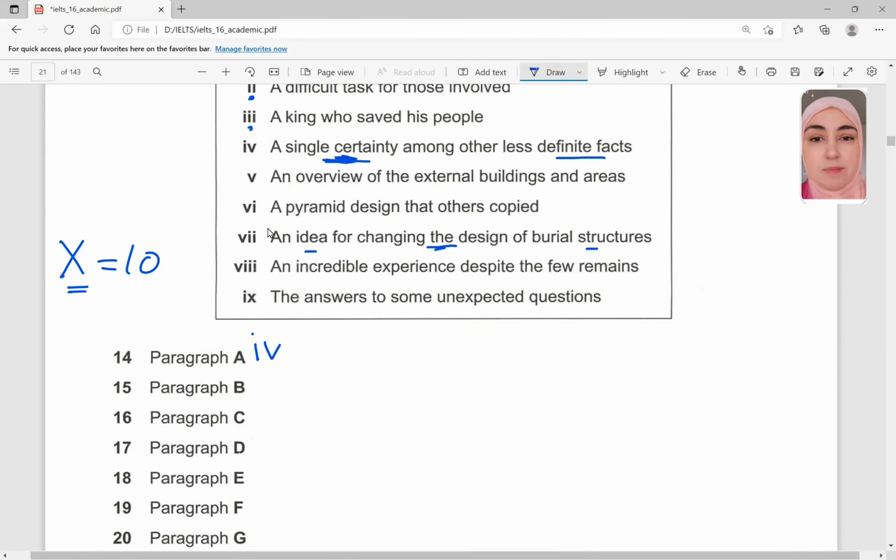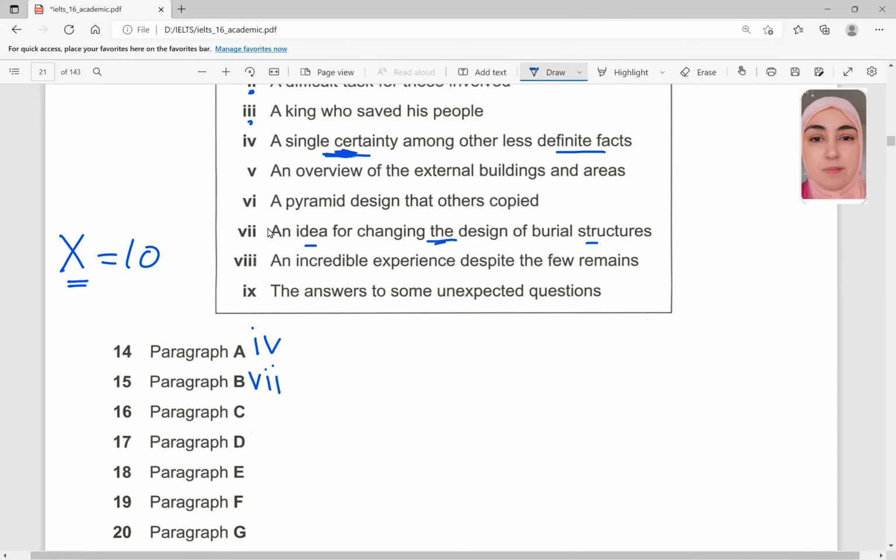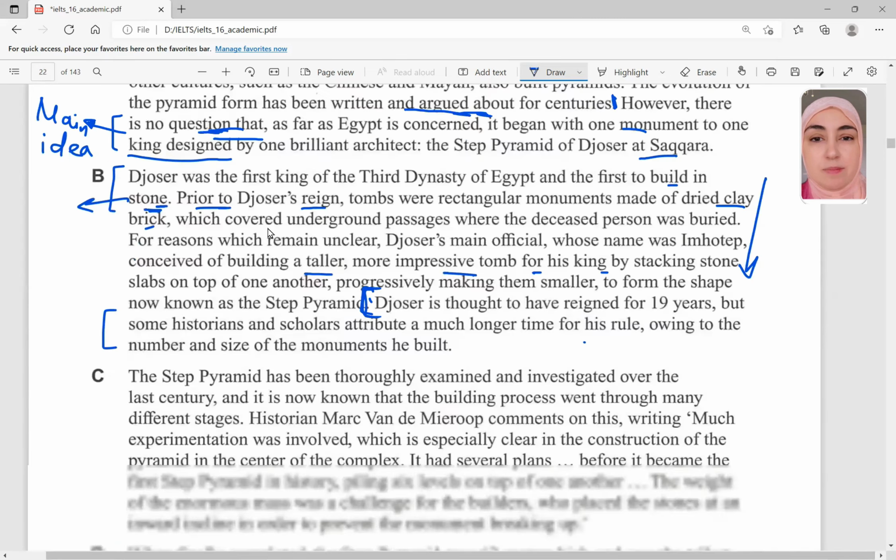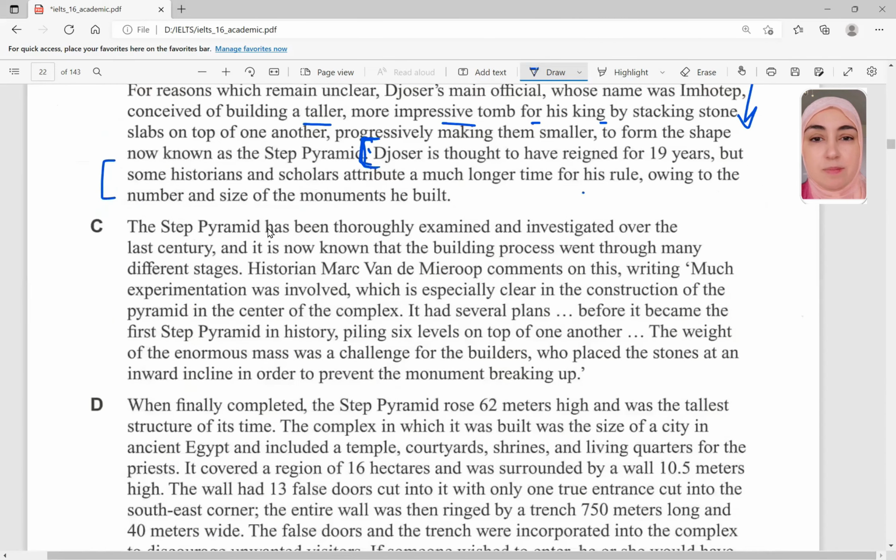So probably this is the correct one. And it is, of course, the correct one here. Now, paragraph C, I'm just going to look for the first two lines and the last two lines as a beginning. If I'm not sure, I go further. So let's hear. The step pyramid has been thoroughly examined and investigated over the last century, and it is now known that the building process went through many different stages. So here they're talking about the stages of how they built it.